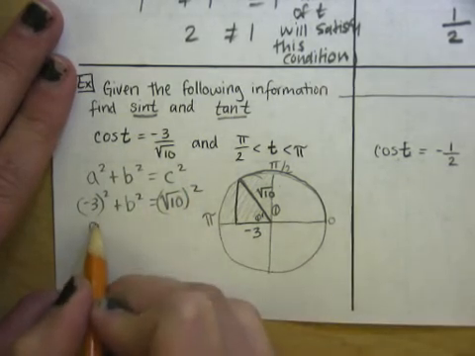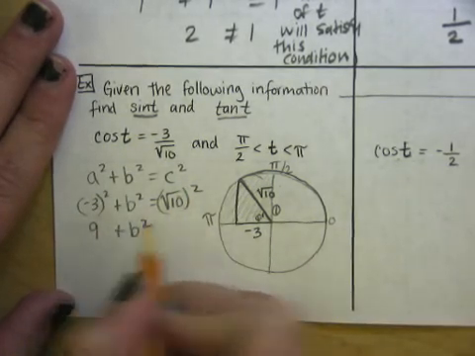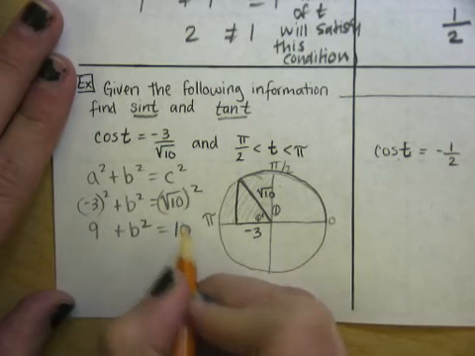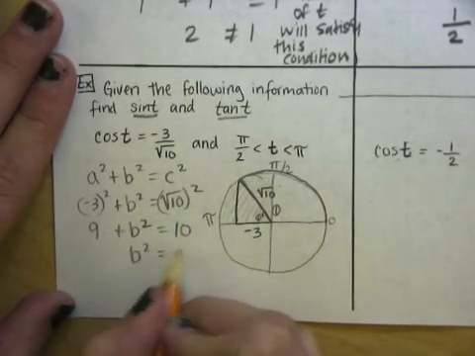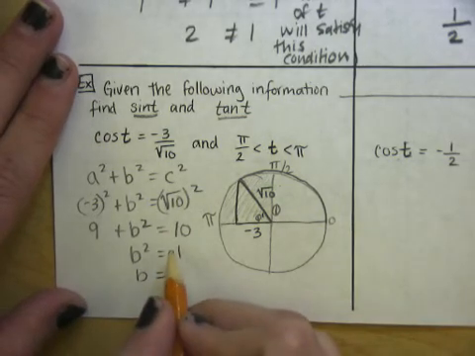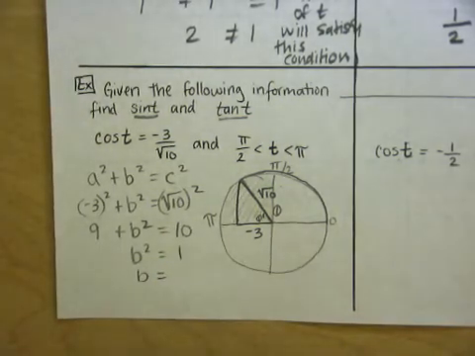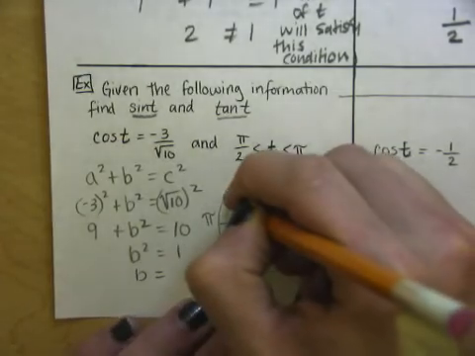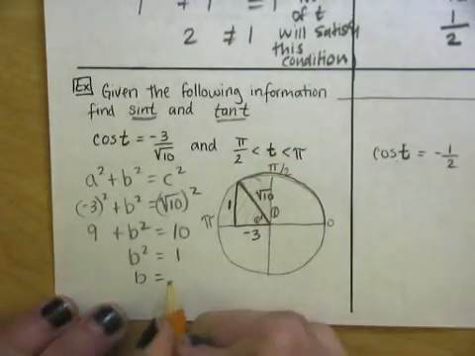So in this case, negative 3 squared is 9. Square root of 10 squared is 10. Subtract 9 from both sides. So we get that b is positive or negative 1, because when you take a square root, you get plus or minus. But in this case, we know it's in quadrant 2, so it has to be a positive 1.